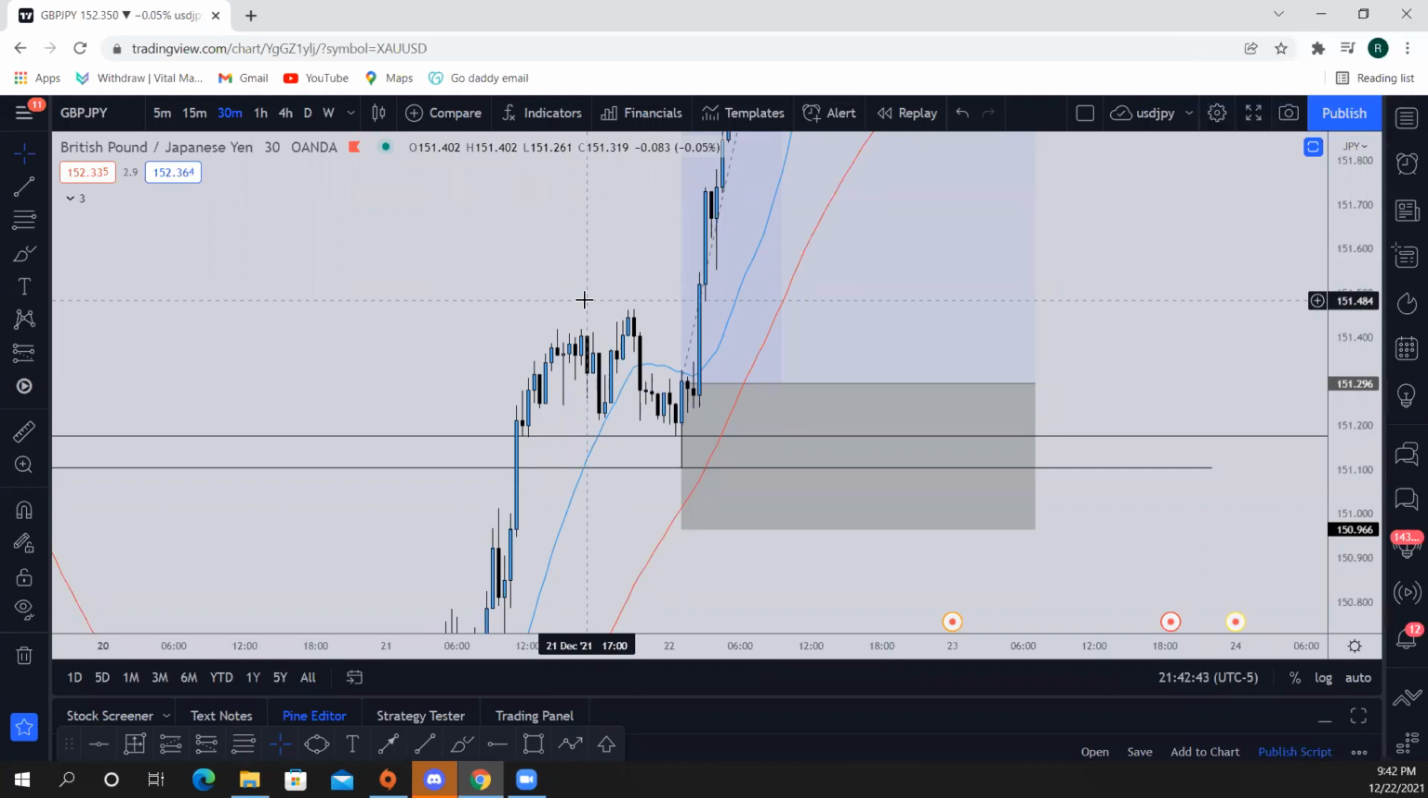I definitely try my best to not take trades like past this, like one right here.